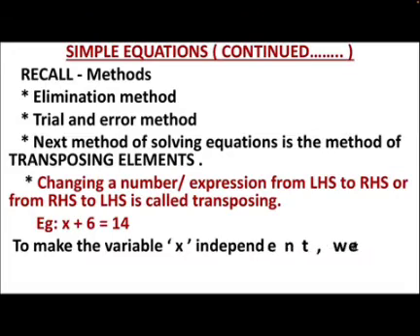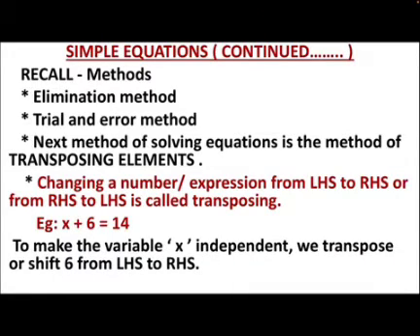Now, to make the variable x independent, why do we make this x independent? Because we are trying to find the value of x. So, we try to get rid of all the numbers that are attached to x. To make that x independent, we transpose or shift. Whether it's transpose or shift, it all means the same. So we shift 6 from LHS to RHS. Now let us see what the rules are.